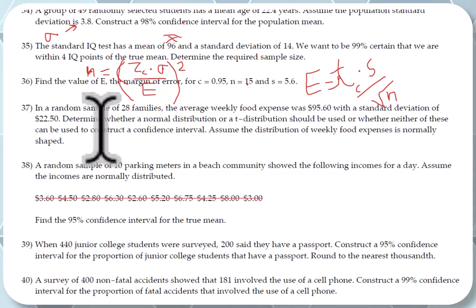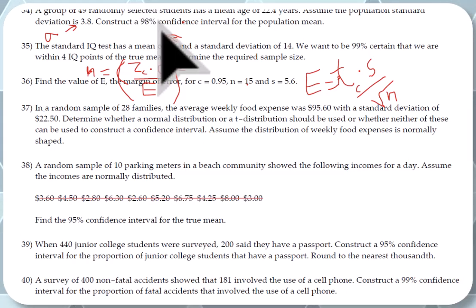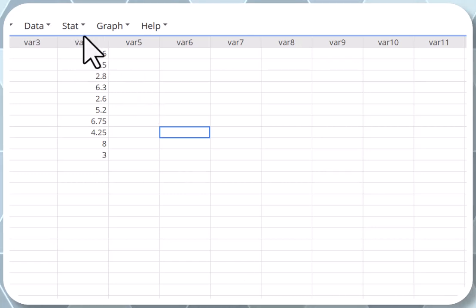38. A random sample of 10 parking meters in a beach community showed the following incomes for a day. Assume the incomes are normally distributed. He wants a 95% confidence interval here. So let me just do that for you. He's given us the values, so we have the data this time. First of all, you have to put the data in StatCrunch, and let me show you how I did that. I put them under a variable.